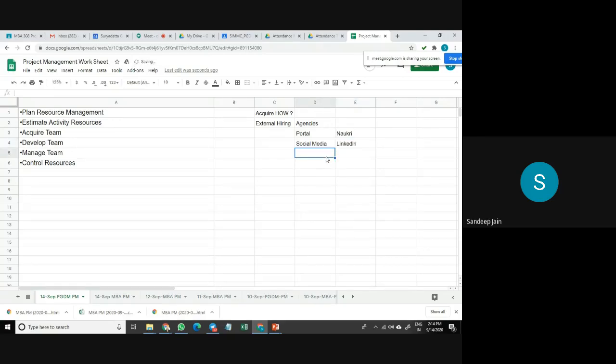Okay. What else can be done apart from external hiring? And then, as I gave you the example of campus hiring. Okay, what else can be done? Referrals, maybe one of your partners knows somebody who's already good at that. Referrals will come under external hiring.